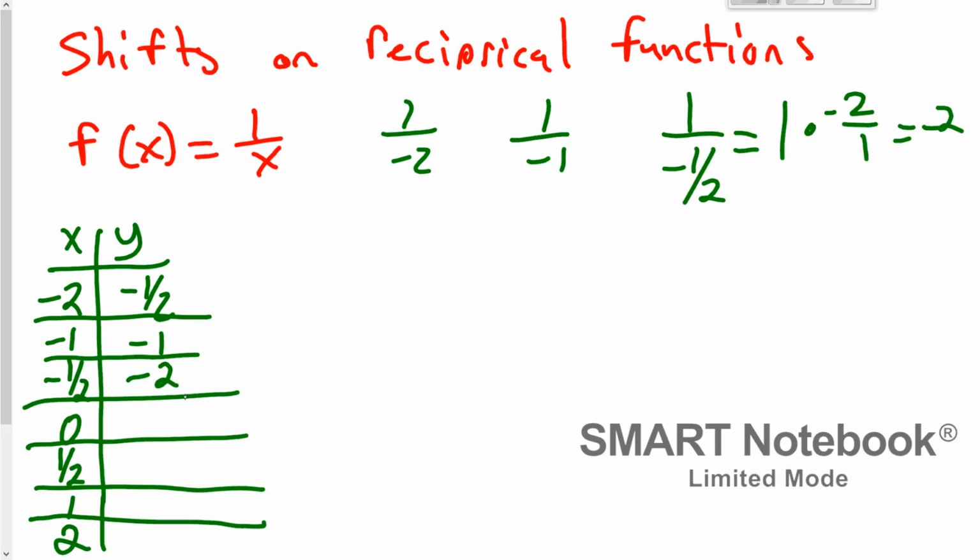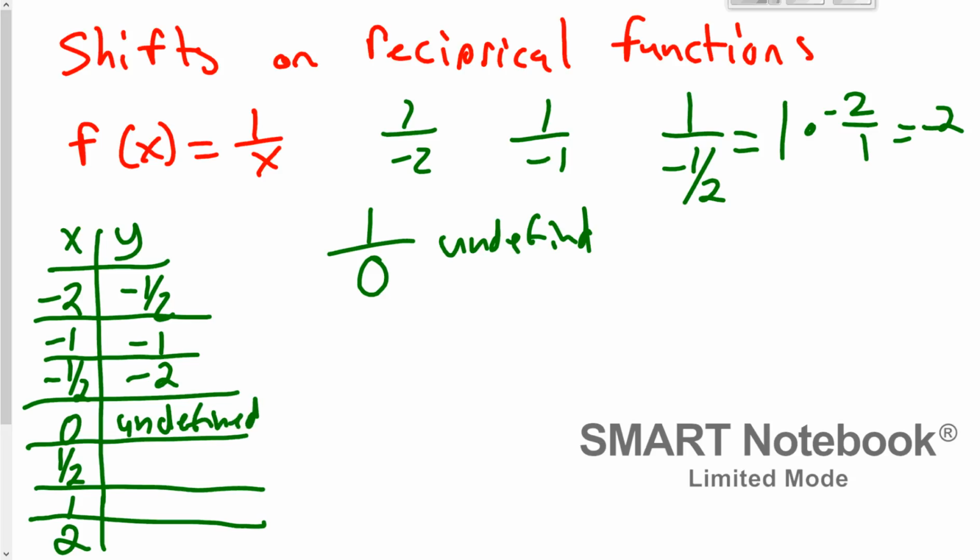Now, anything times 0 is fine at 0, but what about dividing by 0? That's undefined, right? So that's where we have a problem. This is undefined when we plug in 0, because we have 0 in the denominator. So that means we're not going to have an x value of 0. We can't have one.